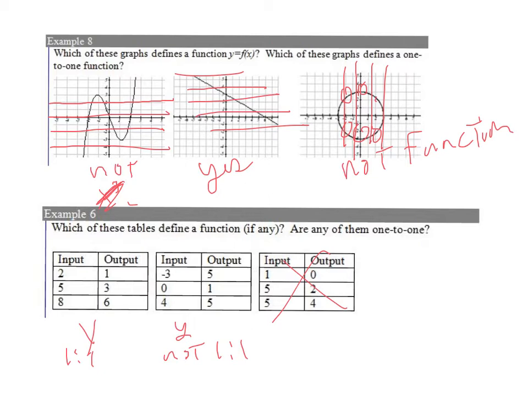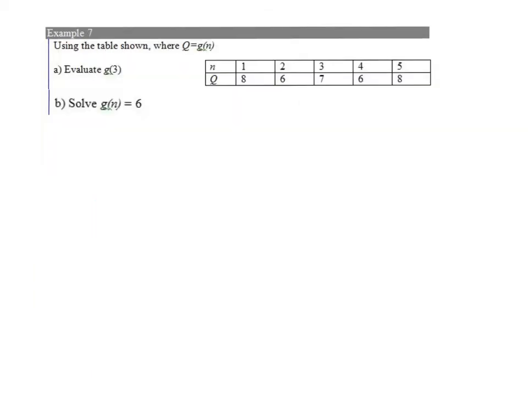So summarize that in your own words. If I look at the x's and the x's repeat, what better be true about the y's? And if I look at the y's and the y's repeat, what does that tell me about the function, assumed it is a function? Now we're evaluating a function based on a table. The function is defined in this table. So what I've got to do is what's g of 3?